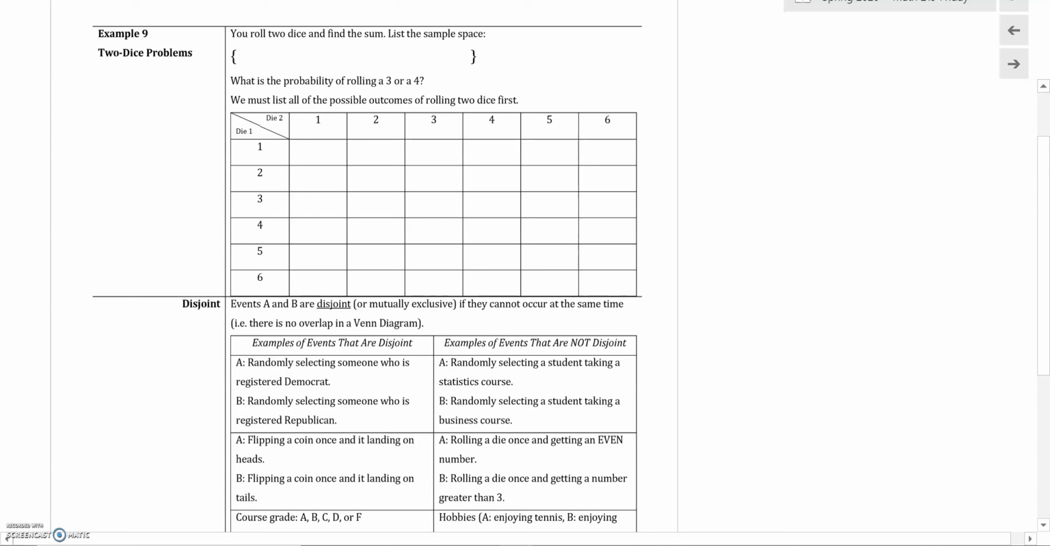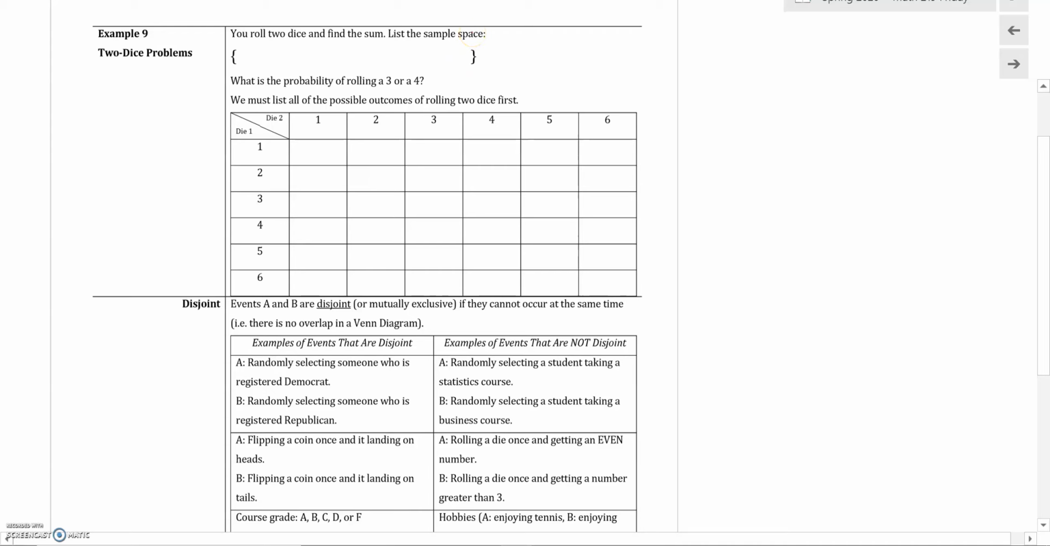Okay, we're back. This is, I believe, page 5 of the notes. Example 9. So now we're up in the game a little bit. We're talking about a situation where we are rolling 2 dice. If I roll 2 dice, I want to find the sum. I'm going to roll 2 dice, add them up. I want to list the sample space. What are the outcomes that can occur?